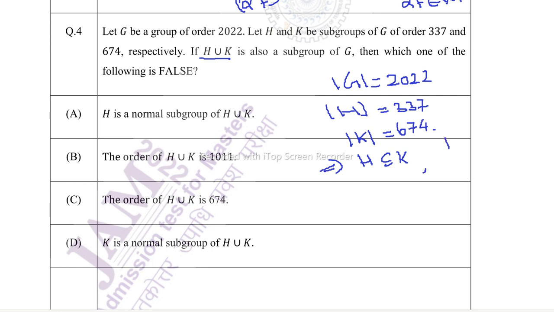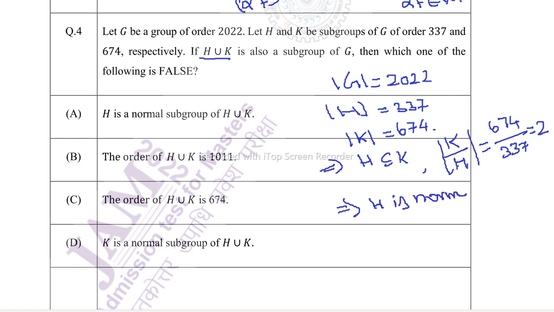And we know the cardinality of K by H, the quotient group, is actually 2, because 674 by 337, if we cancel, we get 2. So the index of H in K is 2, and by the theorem this implies that the subgroup H is a normal subgroup in K. Therefore H is normal in K.